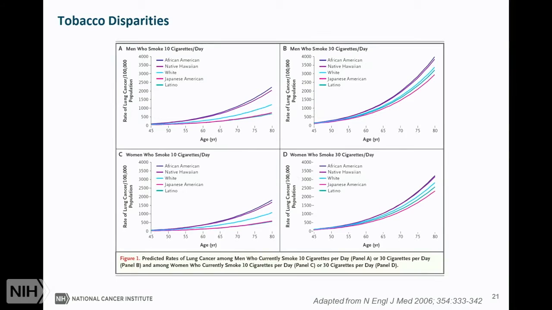But it's important to show this study from Chris Hyman and colleagues from about 10 or 11 years ago now, but it's a very influential study for the field, because what it shows is that even if you break it down by the same number of cigarettes per day across all racial and ethnic groups and by gender, what the graph shows is that even at the same tobacco exposure, African Americans actually have the highest lung cancer incidence for both men and also for women.